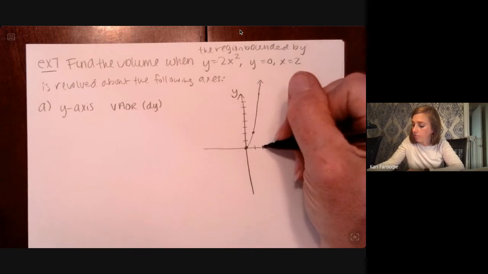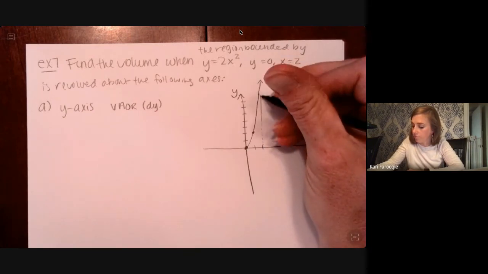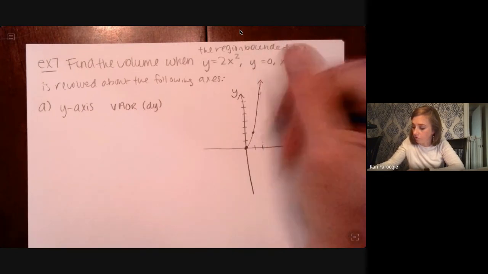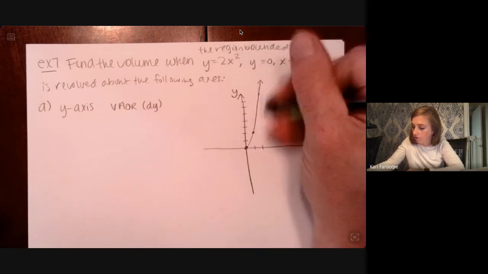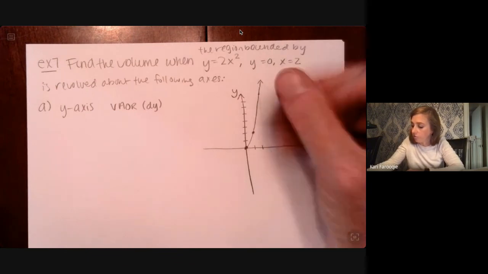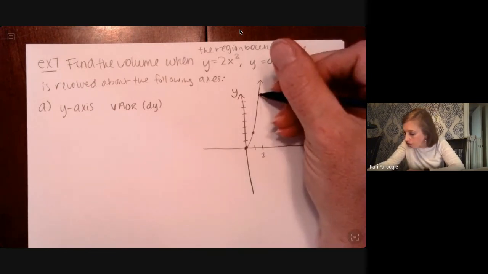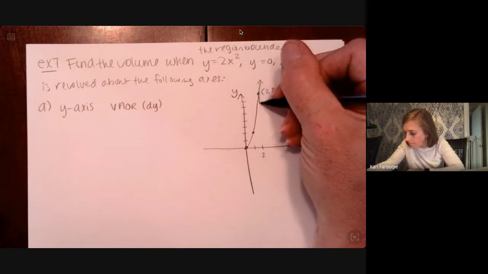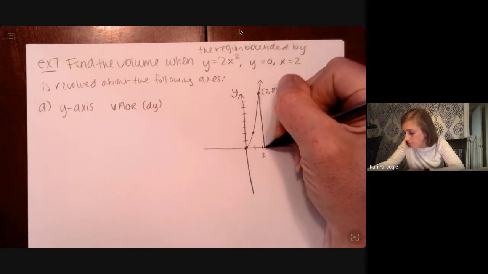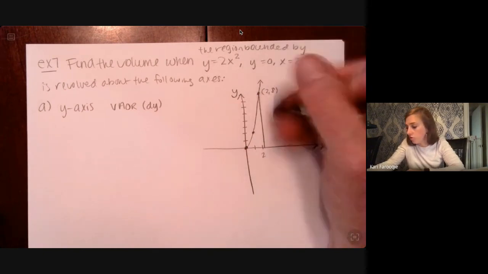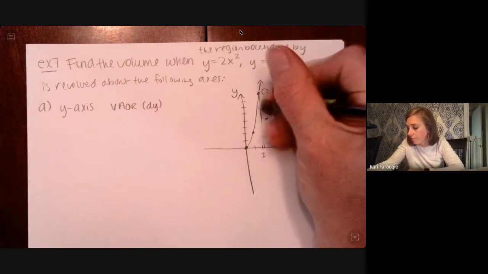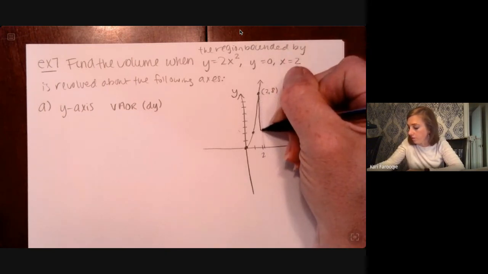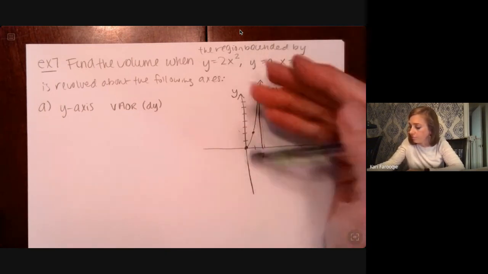So the bounding here, sorry, let me fix this off to the side a little bit. X equals 2. And this point we said was at 2, 8. So it's still a little bit off. Oh, it's going to drive me crazy. Eyes on the prize. There it is.